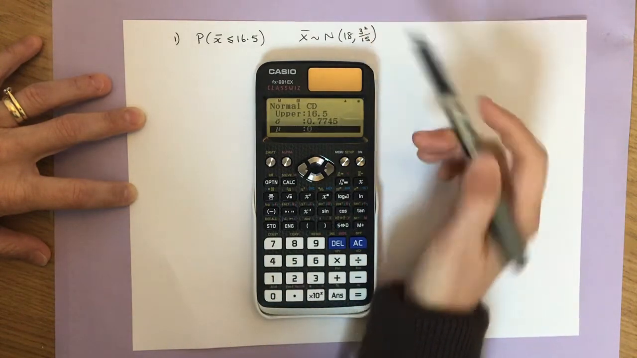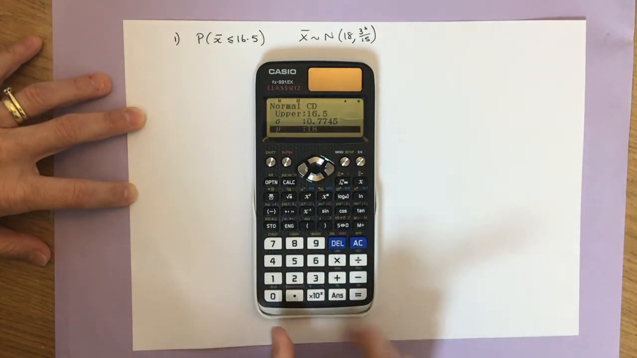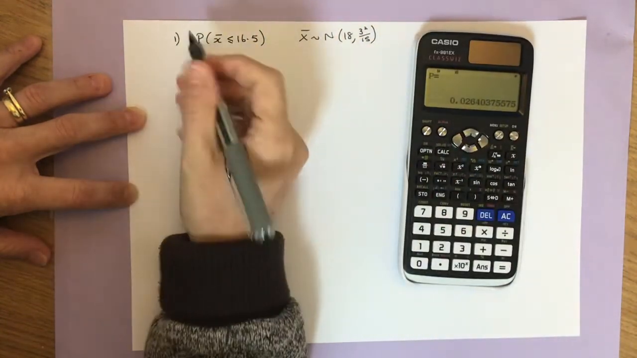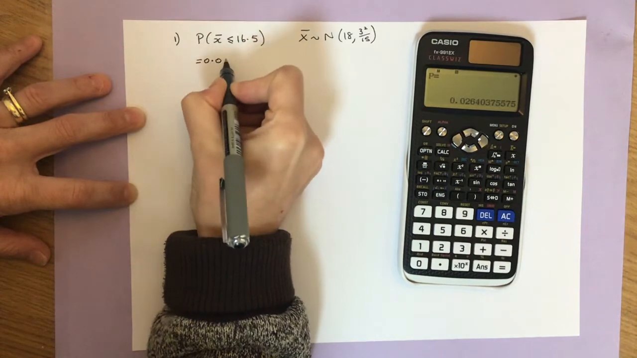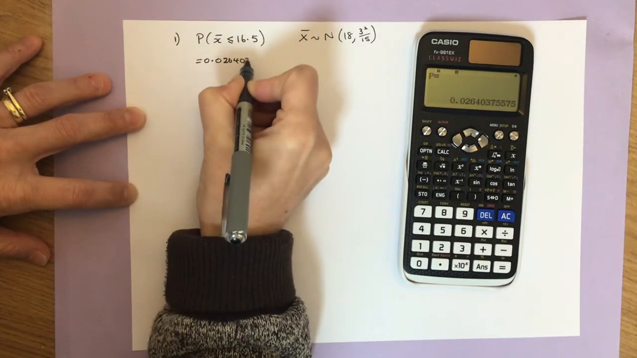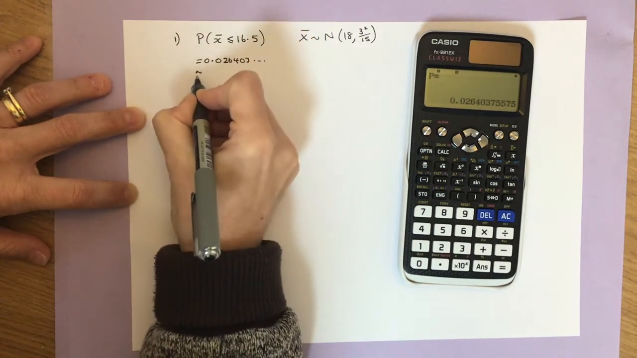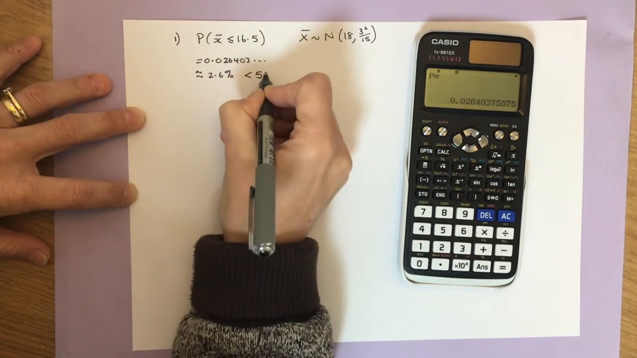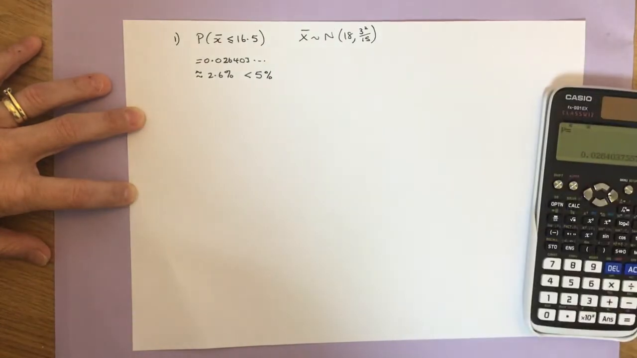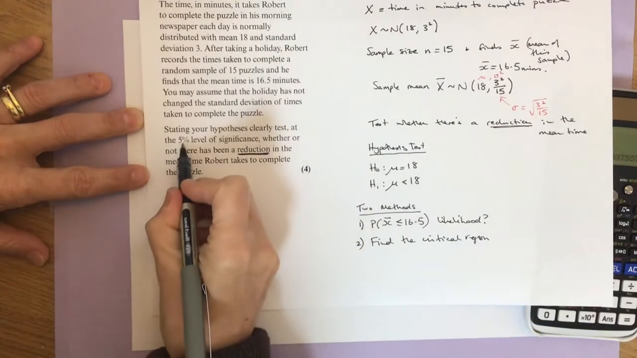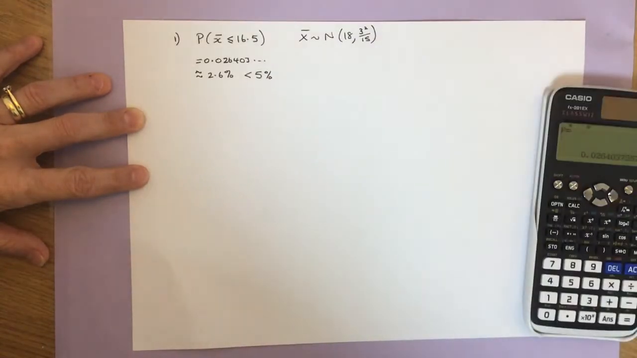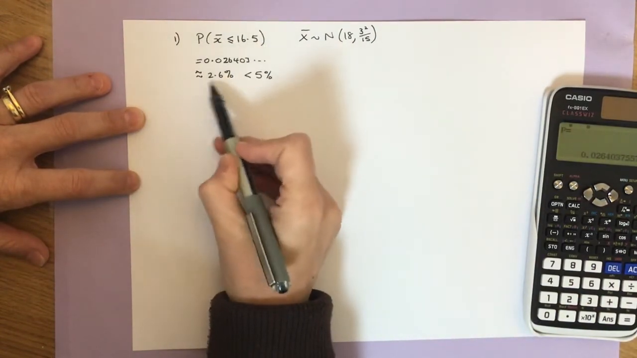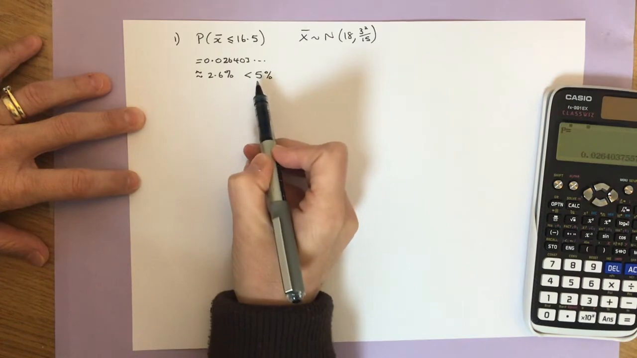And then my mean is 18. And there's my probability, so 0.026403, etc. So what's that? That's about 2.6%. So definitely less than 5%. And the question asked us to test at the 5% level of significance. So the probability of this happening in the normal course of things, it's not very likely at all. It's less than our level of significance.